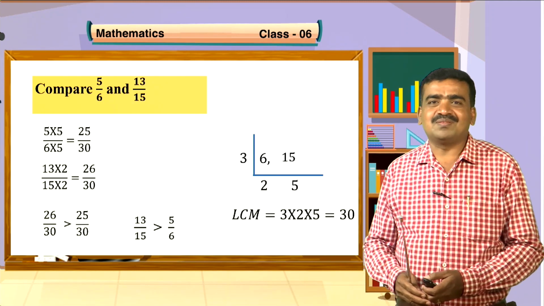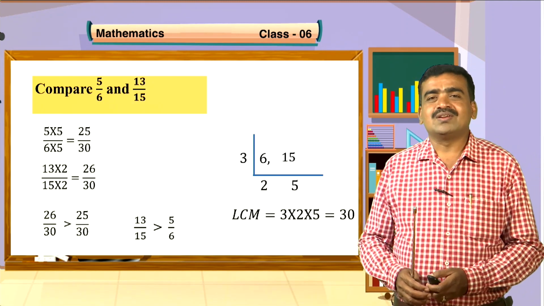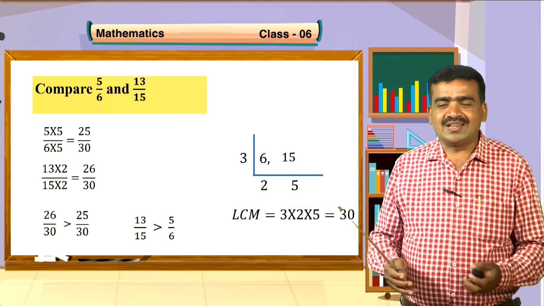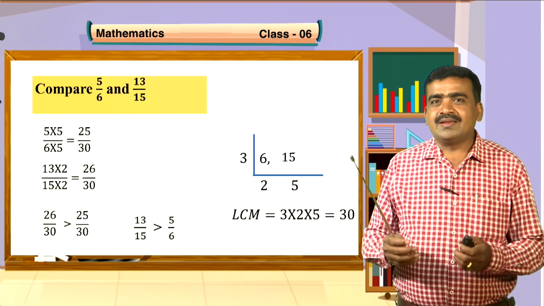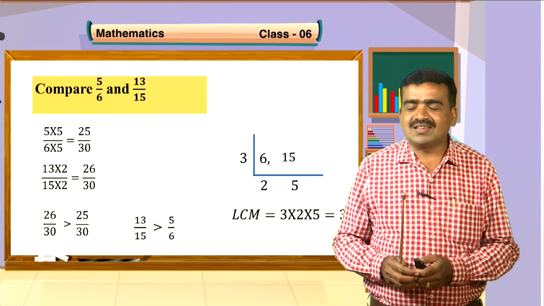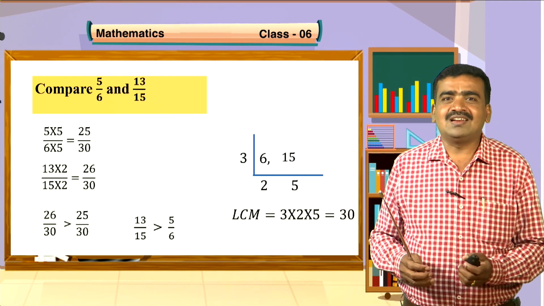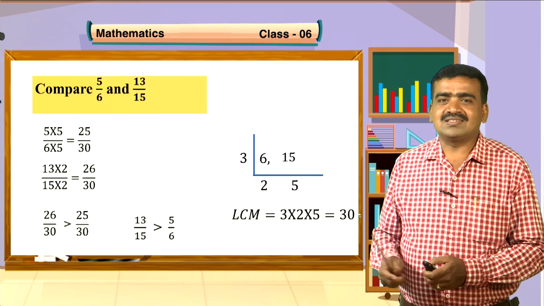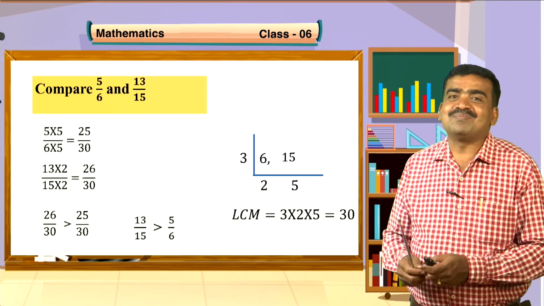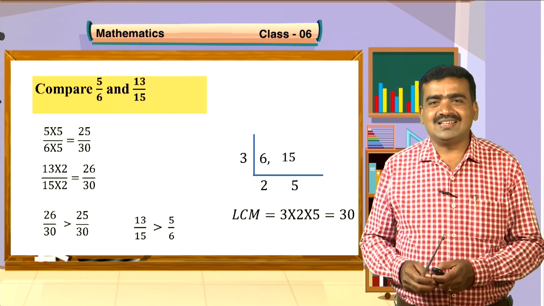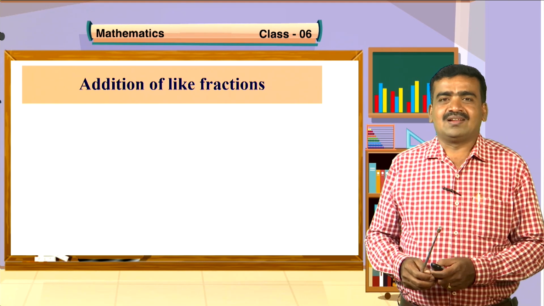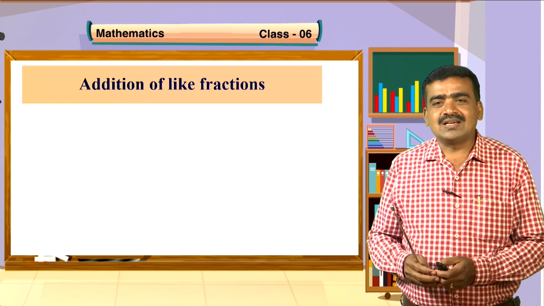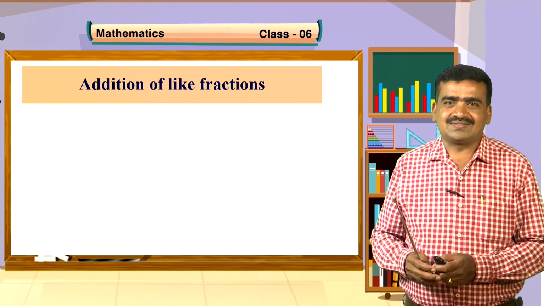This is another method of comparing fractions. So, one is by finding the equivalent fractions for the given fractions until we get the same denominator, and another method is with the help of the LCM, with which we can compare easily. Now, let us come to the addition of like fractions.